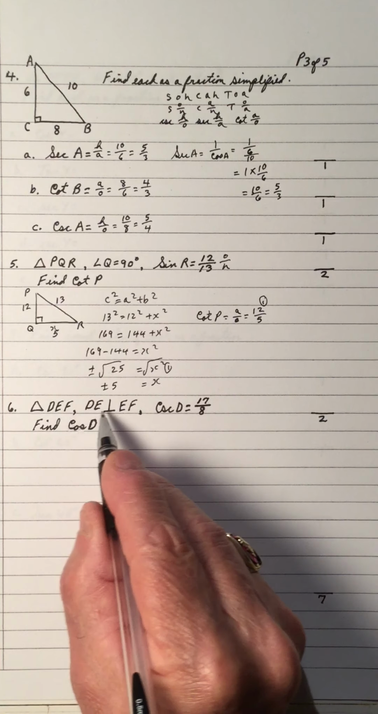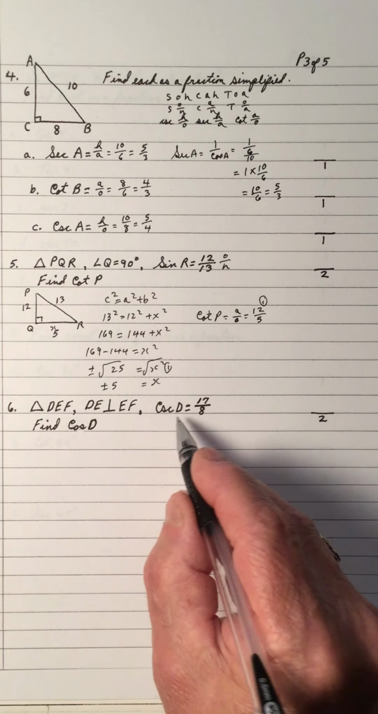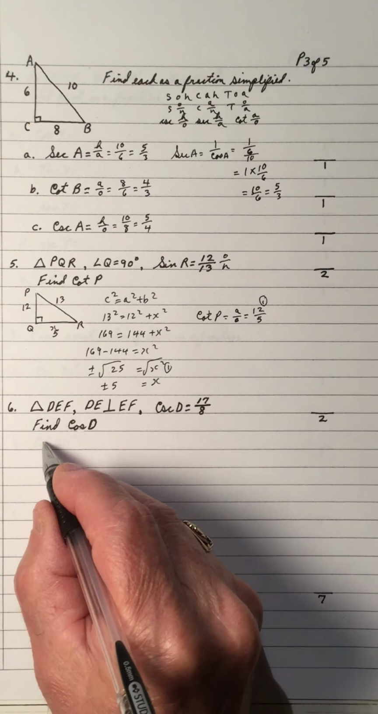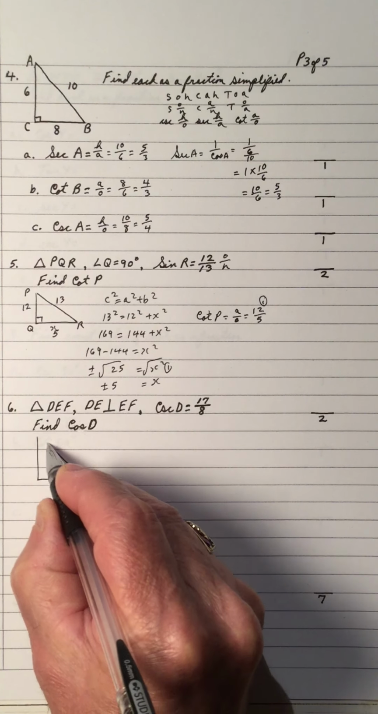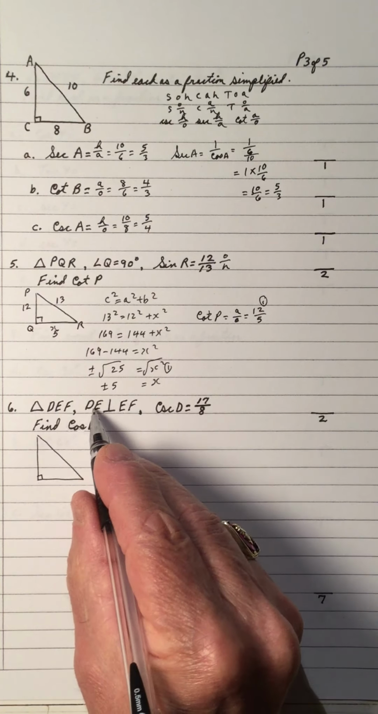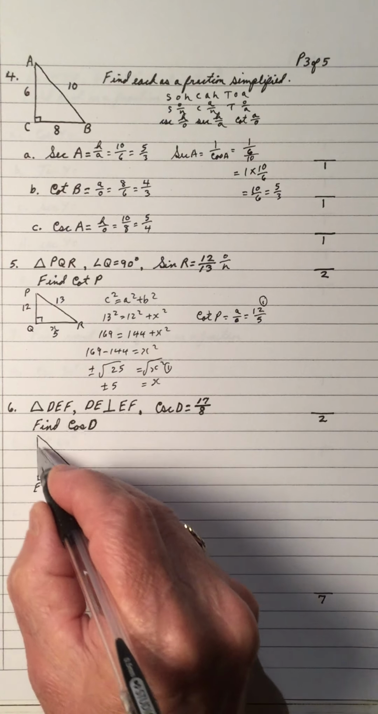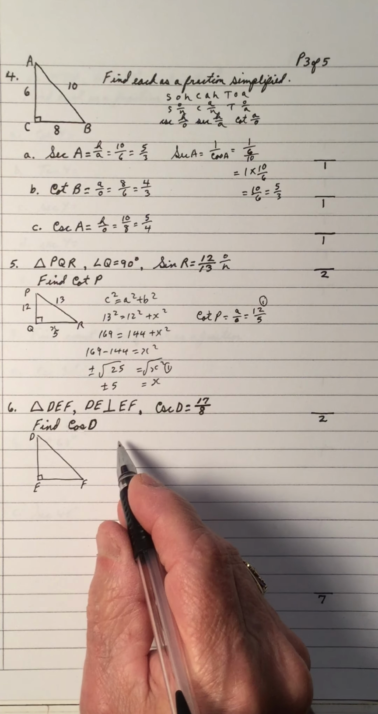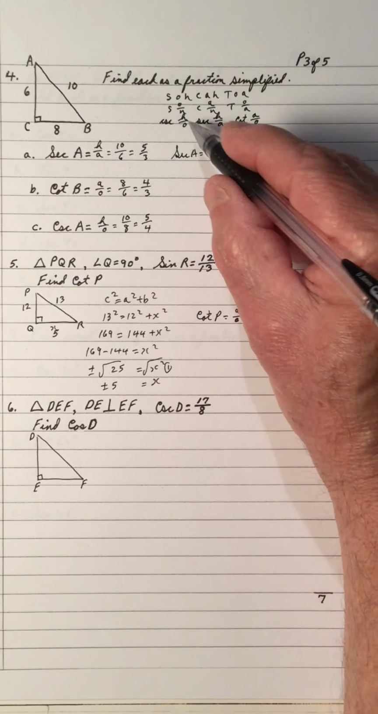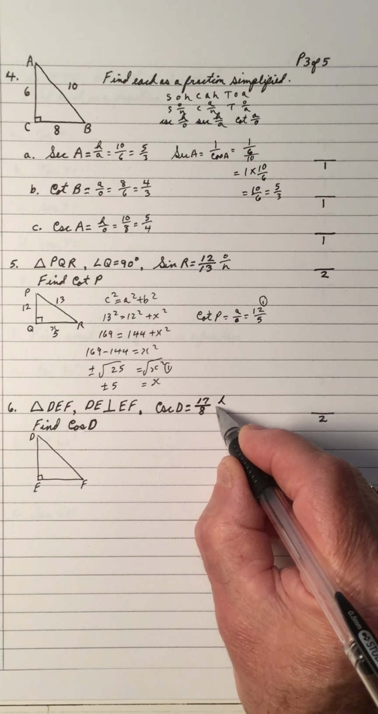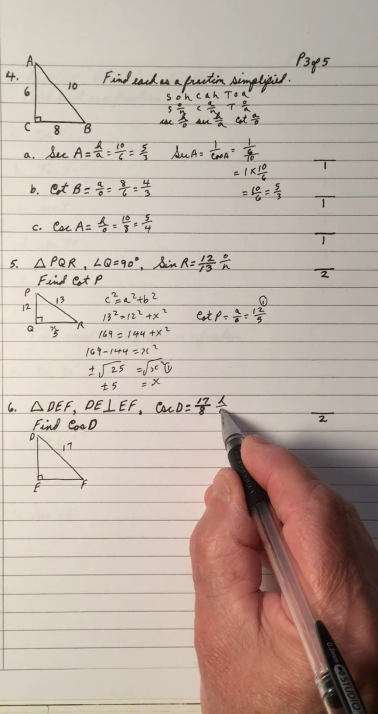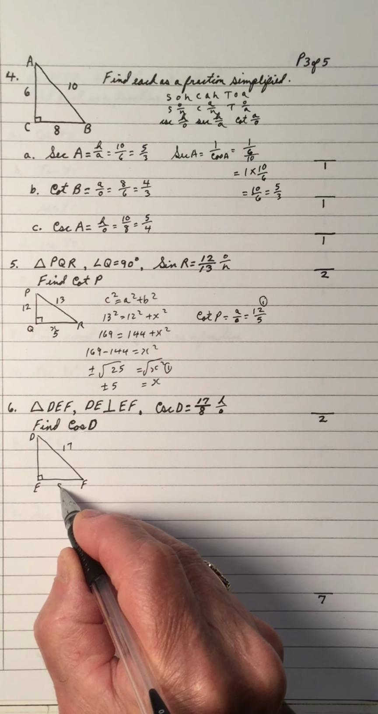Number 6, triangle DEF. DE is perpendicular to EF, and the cosecant of D is 17 over 8. Find the cos of D. Again, we draw a triangle. I always like to draw a triangle. And DE is perpendicular to EF, so E is in both. So E is the right angle. And the cosecant of D, cosecant is hypotenuse over opposite. In relation to D, hypotenuse is always the 17. The opposite is the 8.